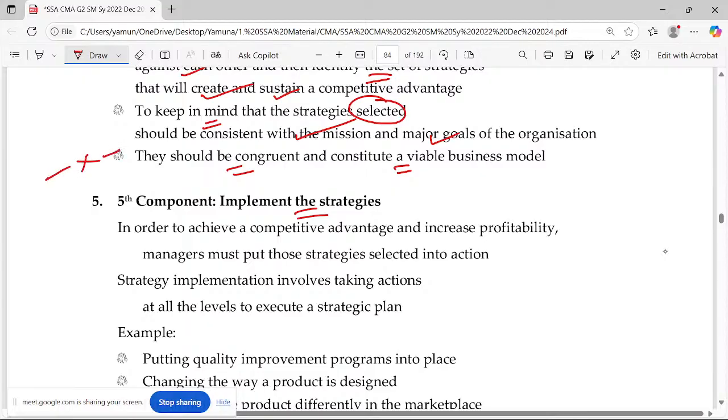So till here is stage one. But what they do here is component one, component two; they divide it so that they get five stages. So you implement the strategy. Strategic implementation means you're actually taking the exact roles. This will be done at all the levels.